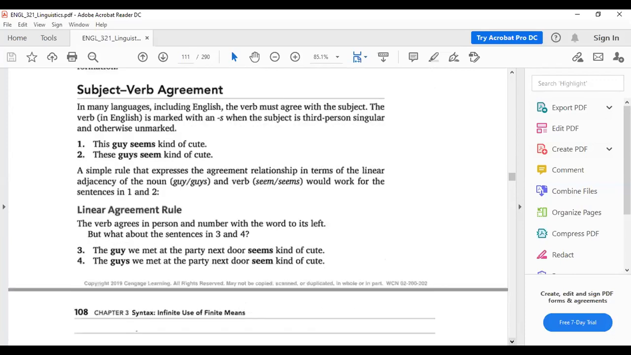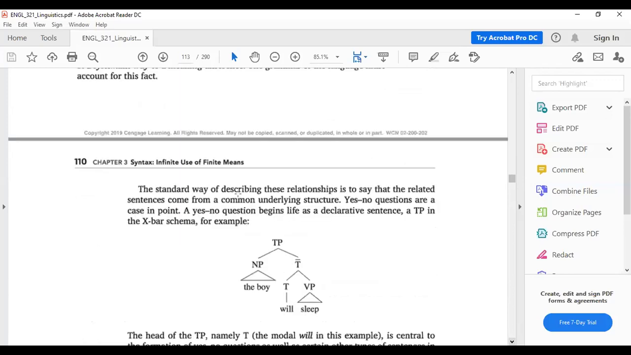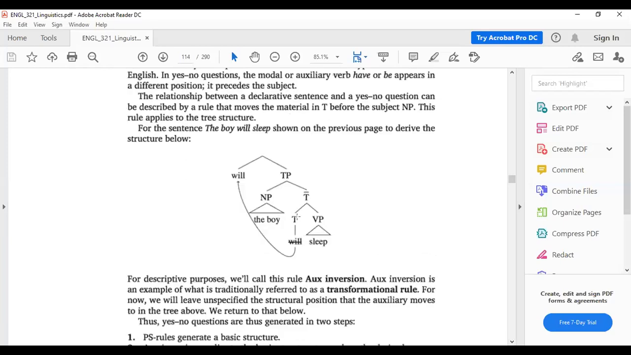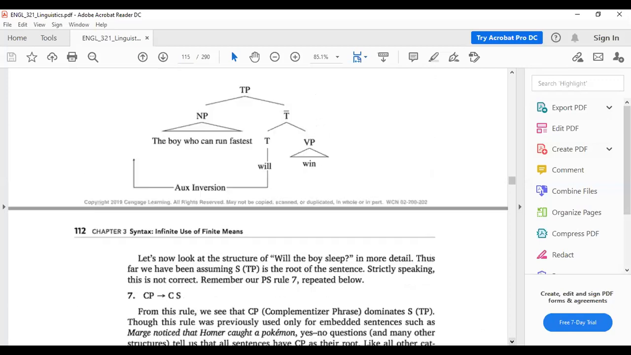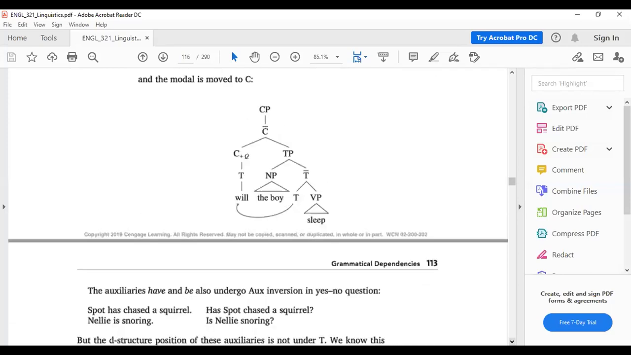So subject-verb agreement, and then what agrees with what, then yes, no questions, that here we have originally the boy will sleep, and when we ask the question, will the boy sleep, will moves, you see here we have movement. So T, tense, moves from the tense phrase to the beginning of the question. And this is also what we call subject auxiliary verb inversion. So the T moves before the subject. And the CP rule, and then maybe we have something about WH words.